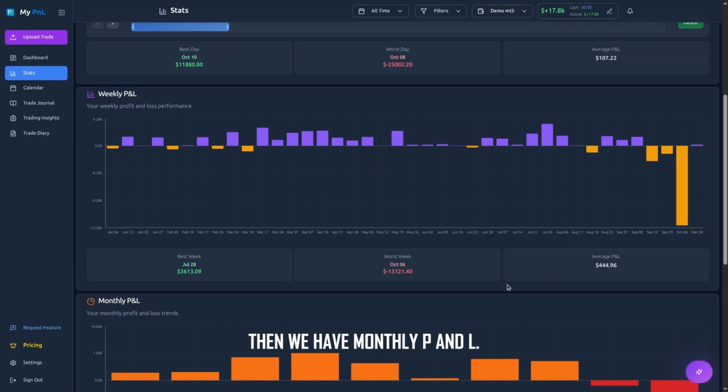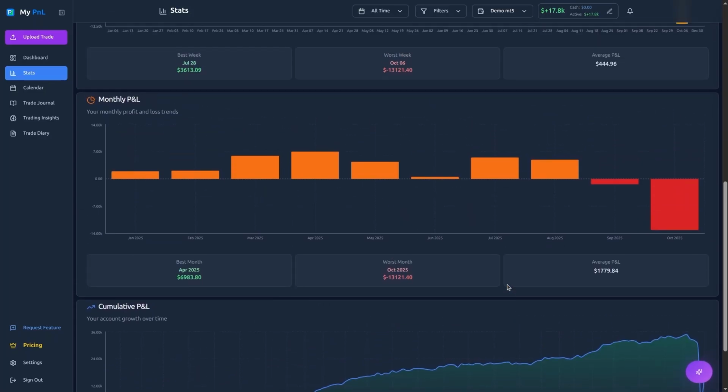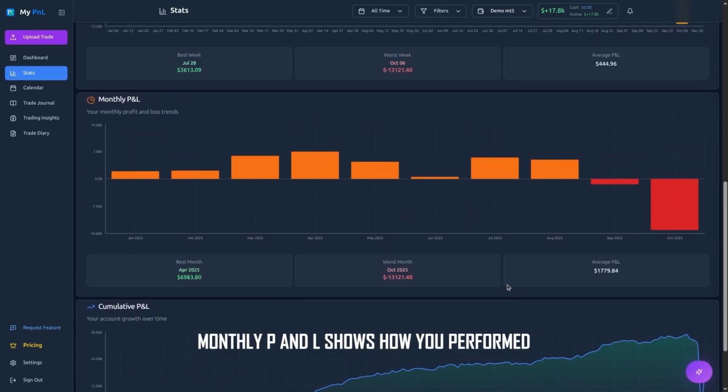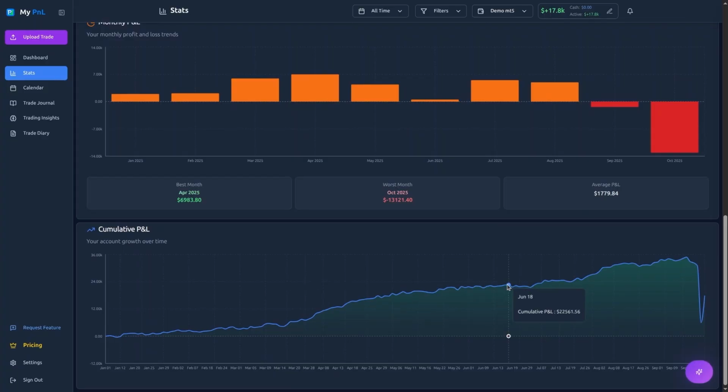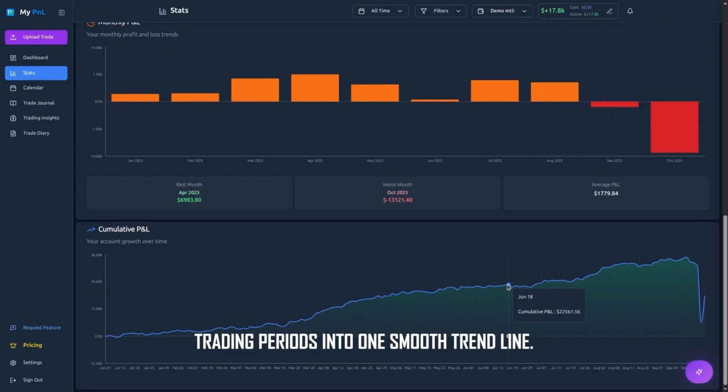Then we have monthly PNL. Monthly PNL shows how you performed each month. It's ideal for long-term consistency tracking. And cumulative PNL gives you the big picture, showing your overall growth curve over time, combining all your trading periods into one smooth trend line. If you are looking to track your journey from the start, this is the one to watch.